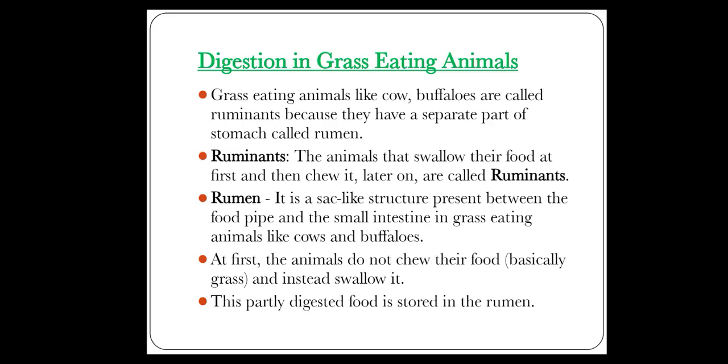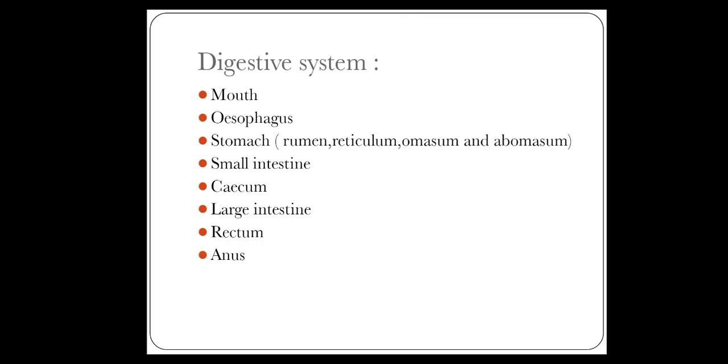So let's have a look at the different parts of the digestive system in grass eating animals. First is the mouth, second is the esophagus, third is the stomach, then the small intestine, cecum, large intestine, rectum and anus. Now the difference here is the stomach. The stomach is different from the human. The stomach here is divided into 4 compartments: rumen, reticulum, omasum and abomasum.